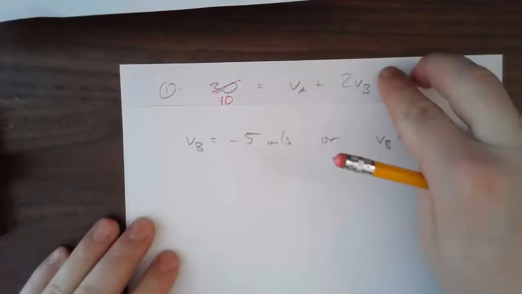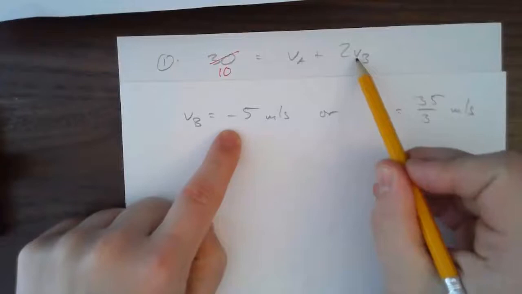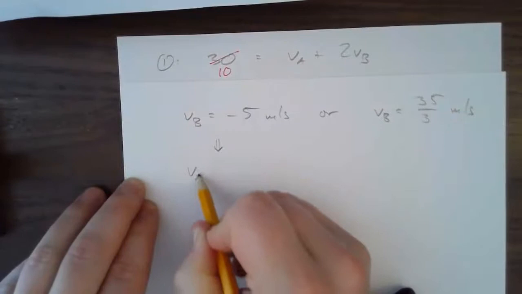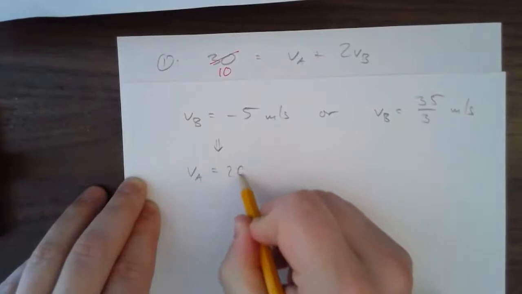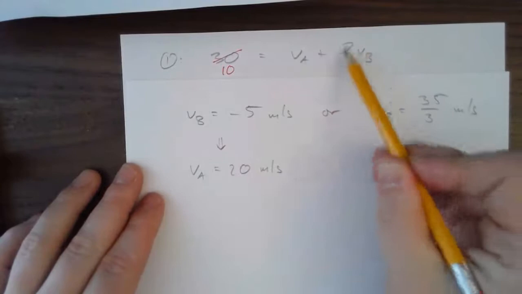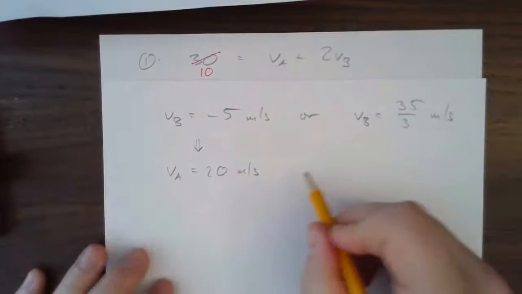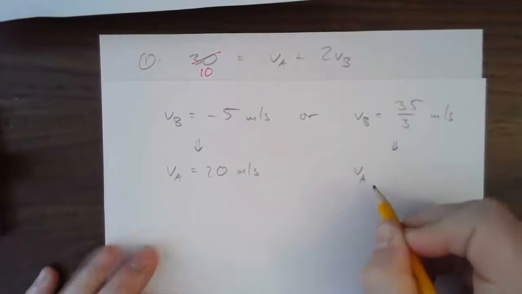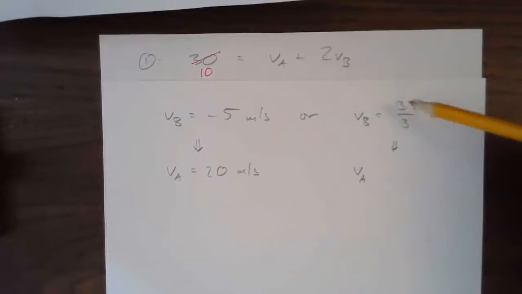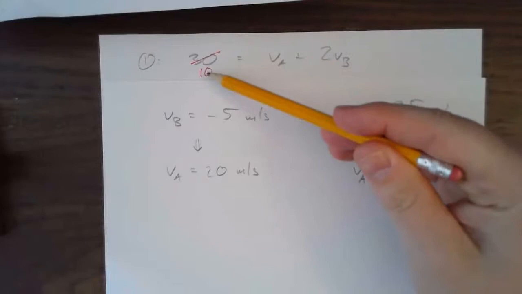So if VB is minus 5, then if I plug minus 5 in here, this would imply that VA is equal to 20 meters per second, because minus 2 times minus 5 is minus 10, plus what makes plus 10, or 20. Whereas in this case, this is a bit harder. What will I find? So 2 times 35 over 3 is 70 over 3. This is 30 over 3, so this would be minus 40 over 3.